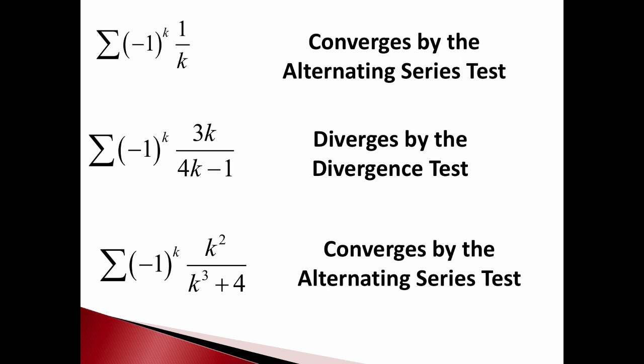Same thing's true for that last example. If you look at the k squared over k cubed plus 4, if I just had that without the alternator, that looks like a limit comparison test problem with 1 over k is what you compare it to. That guy's going to diverge too. So something is definitely happening with these alternating series, because it's much easier to converge if you're an alternating series, because you're subtracting half the time instead of adding.